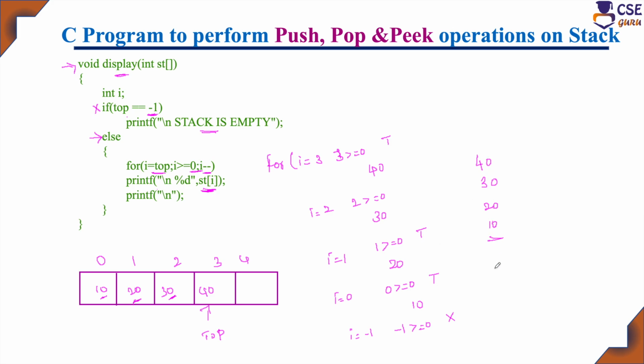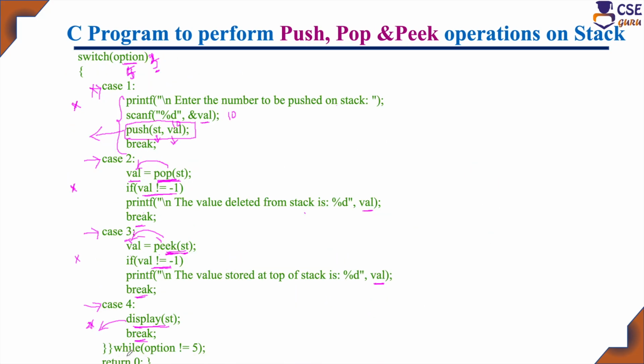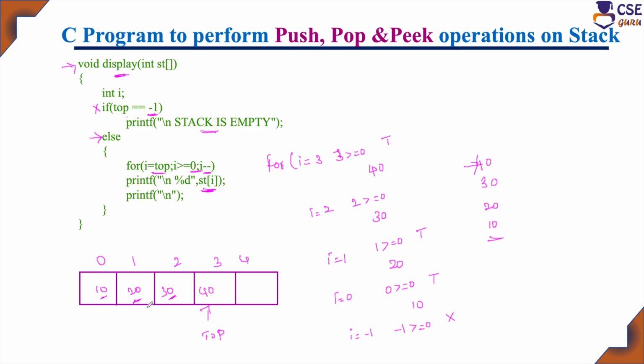One by one the elements will be displayed. What are all the elements present in the stack from the top position, it will display one by one. Okay, that is the purpose of display operation. Option 5 in the sense, control will exit from this loop or main menu. So these are all the basic operations you can perform with the stack.